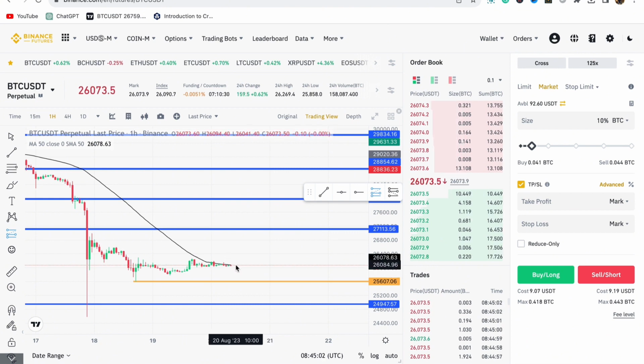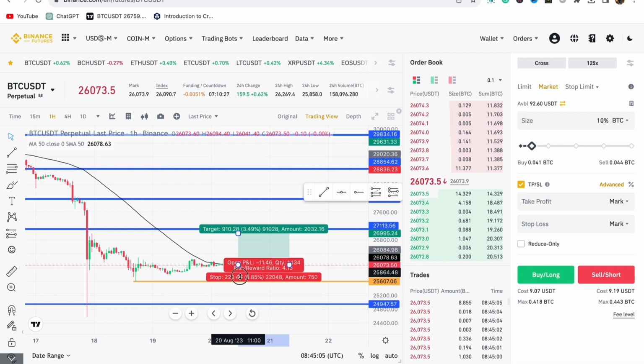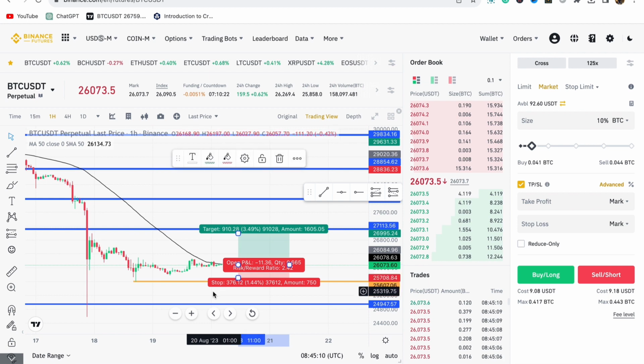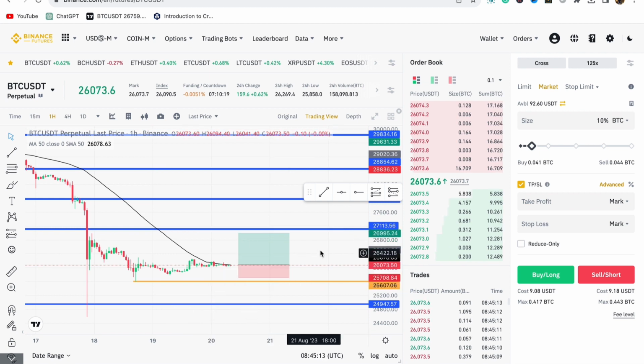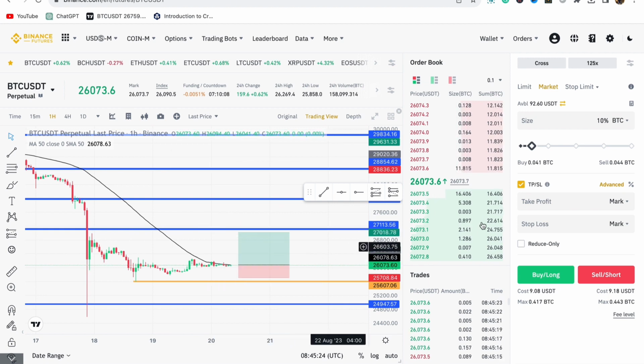So remember, we'll add our long position here. Then our stop loss will be around $25,600. Then our take profit will be, this is 1:2.5 risk reward ratio. So let's increase it to 1:3 risk reward ratio on the nearest support level. So almost 1:3 risk reward ratio. So I'll take profit to be 27,000.